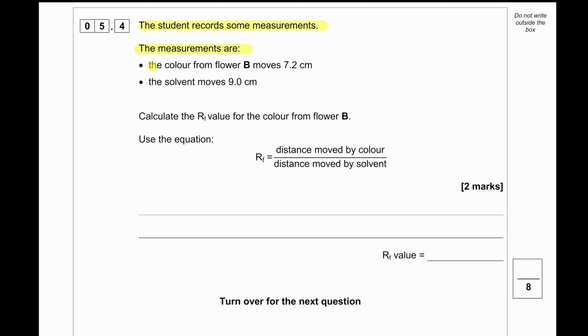The measurements are: the color from flower B moved 7.2 centimeters, the solvent moved 9 centimeters. Calculate the Rf value for the color from flower B. So Rf value is calculated as the distance moved by the color, which is 7.2, divided by the distance moved by the solvent, which is 9. So 7.2 divided by 9, our answer will be 0.8.